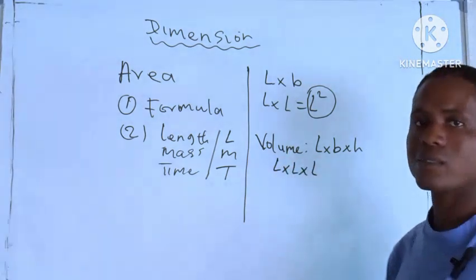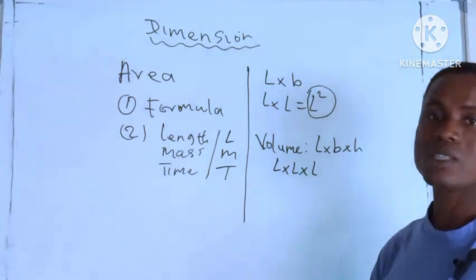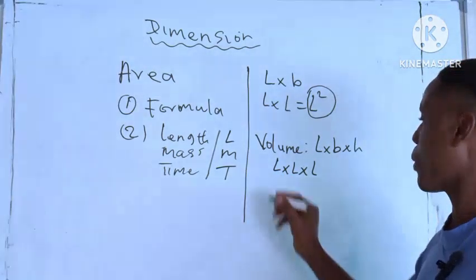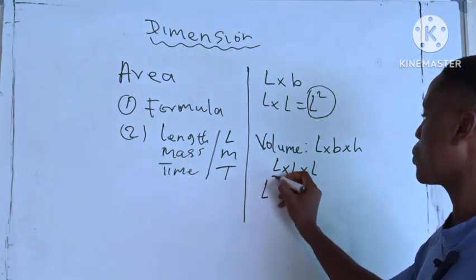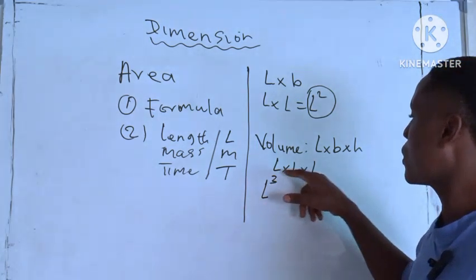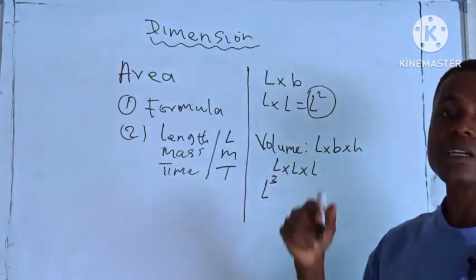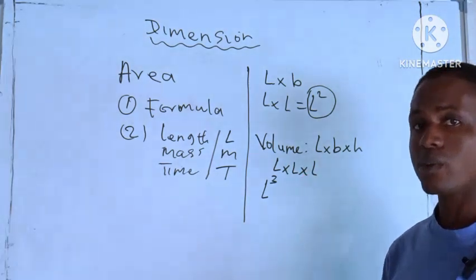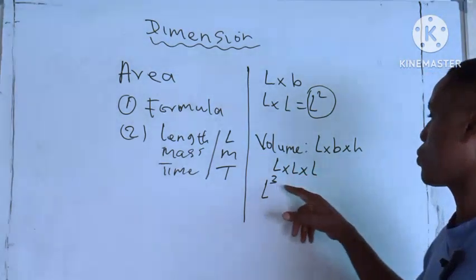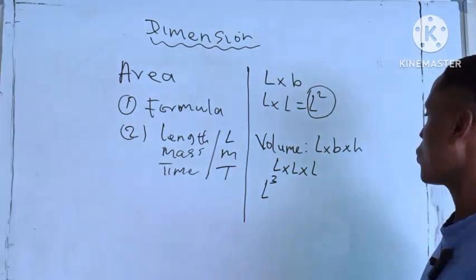This is L times L times L. So L times L times L will be what? L cubed, or L raised to power 3, because you have 3 of them. Supposing it is 2, it will be L raised to power 2, or L square, right? But this one is 3, so it will be L cubed. 3 is cube, okay? L cube.